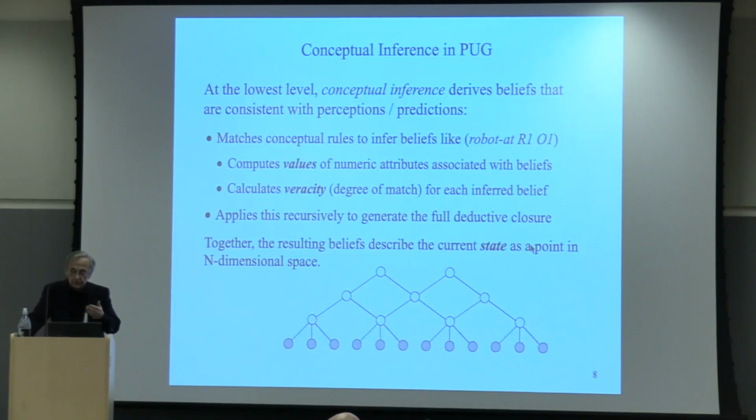When the system is done, you can view the set of beliefs as a description of the state, and because each belief has a degree of match associated with it, you can view that as a point in an n-dimensional space, one dimension for each belief that you have. We don't really use that, but it's an interesting idea.